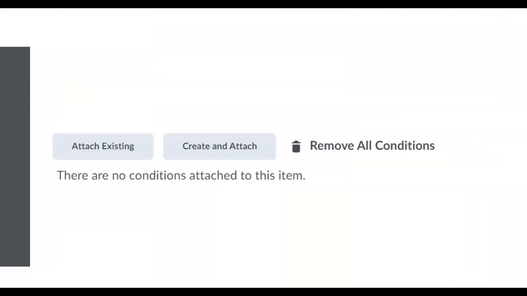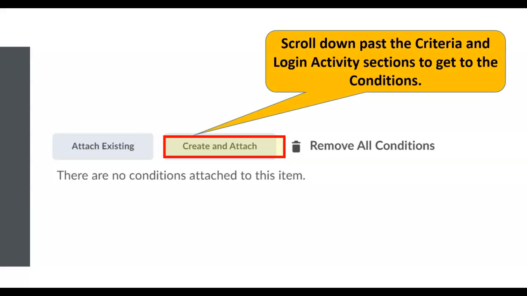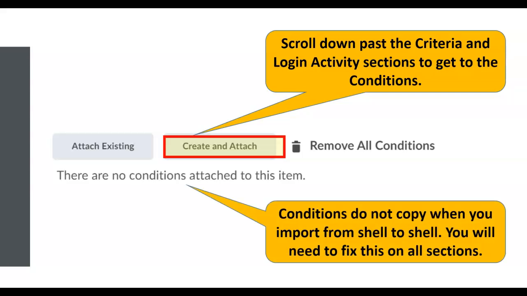For this particular assignment, you're going to need to scroll past the criteria and the login activity sections to get to the conditions area. When you get to that conditions area, it will be blank. Unfortunately, the conditions do not copy when you import from shell to shell. So you will need to make this fix on all of your course shells. So when you scroll to the middle of the page, you'll see this. You want to click on Create and Attach.